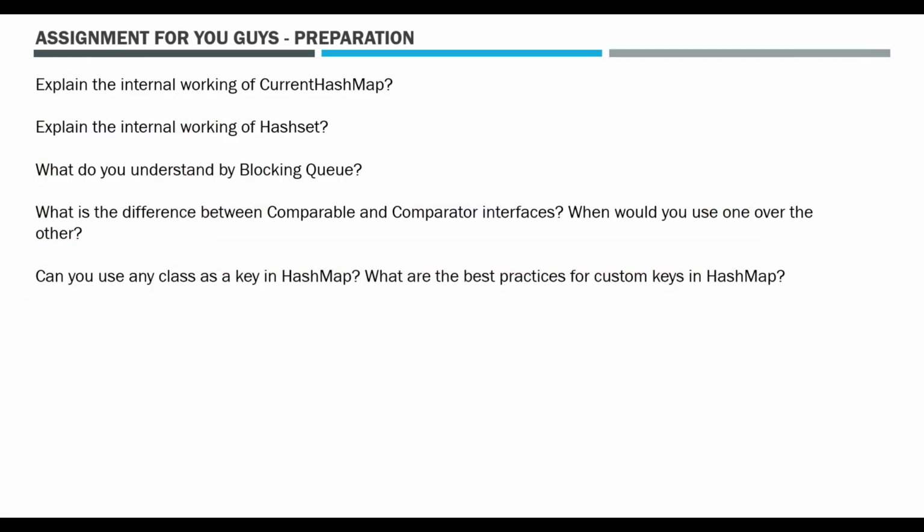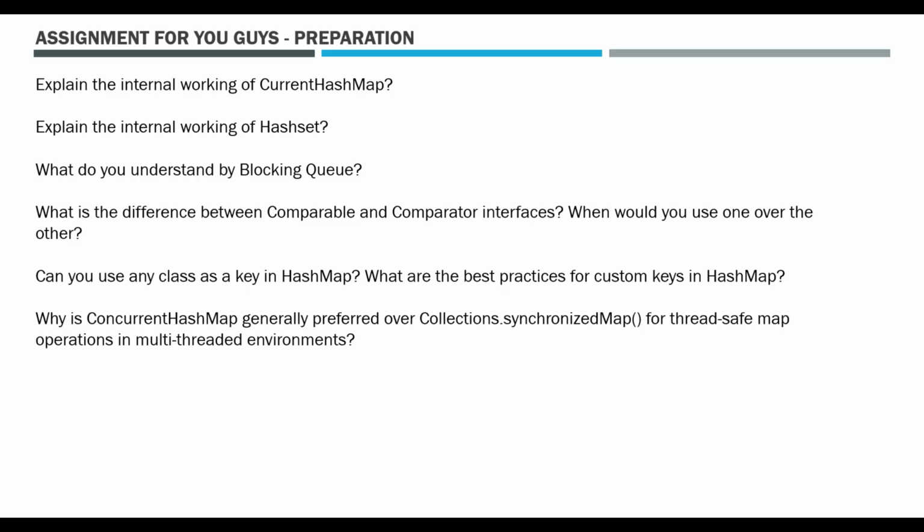Can you use any of these classes as a key in a HashMap? What are the best practices for a custom key in a HashMap? We already discussed this, right? This is one of the important questions, and also one of the confusing ones, and most people don't answer it. Why is ConcurrentHashMap generally preferred over Collections.synchronizedMap for thread-safe operations in a multi-threaded environment? In order to answer this, you should be well aware of what ConcurrentHashMap is and how it works internally, so the basics should be very clear.